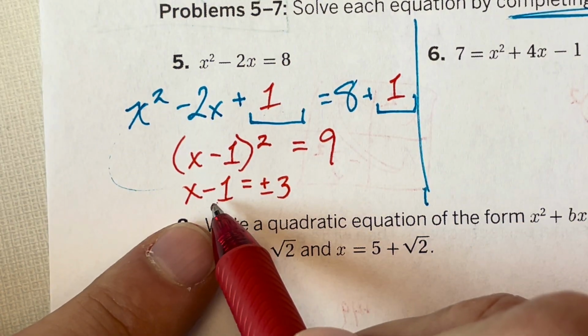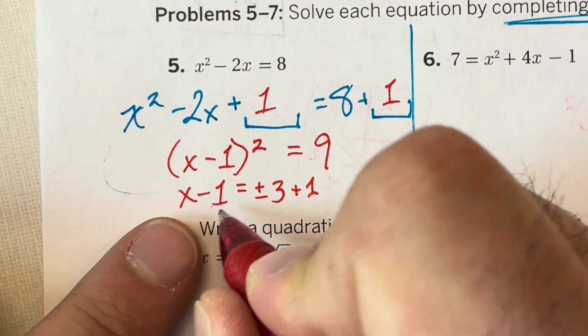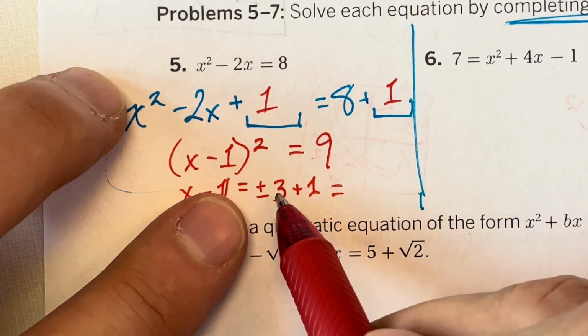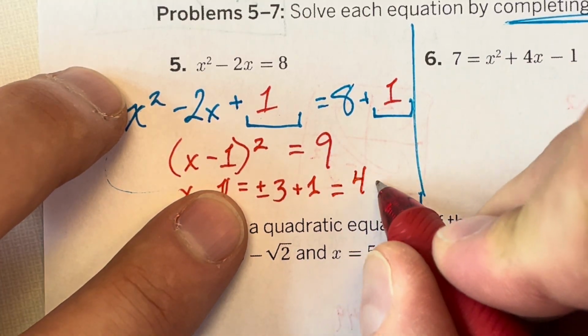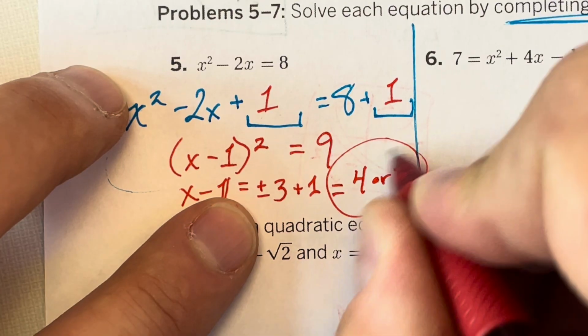To solve this, we would then add 1 to the other side. So we're going to add 1 to this and add 1 to this. That cancels out. And our answer is +3 plus 1, which would be 4, or -3 plus 1, which would be -2. Okay?